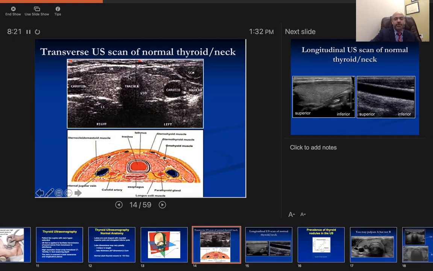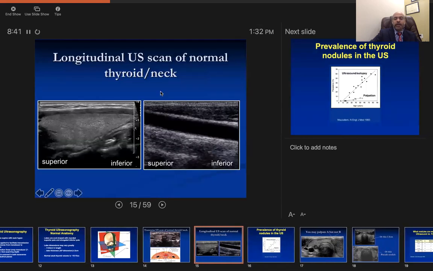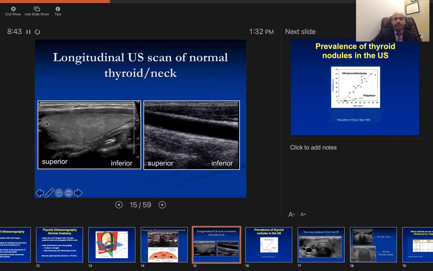So on imaging, you see a similar thing: right thyroid lobe, left thyroid lobe. This is the trachea. This is the isthmus. These are your strap muscles on both sides. This is your carotid, and then this is your sternocleidomastoid over here, and this is your IJ. So this image is very important. Now that was transverse, and this is a longitudinal image. This is a beautiful thyroid gland, the superior, the inferior, and as you go medially, you start to see the carotids.